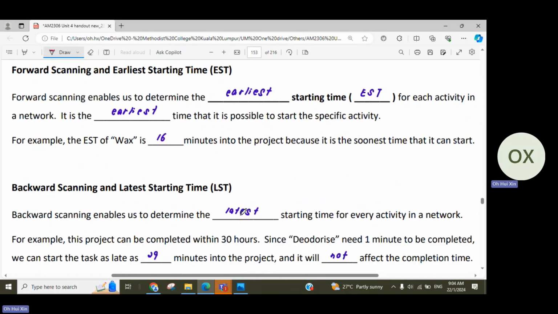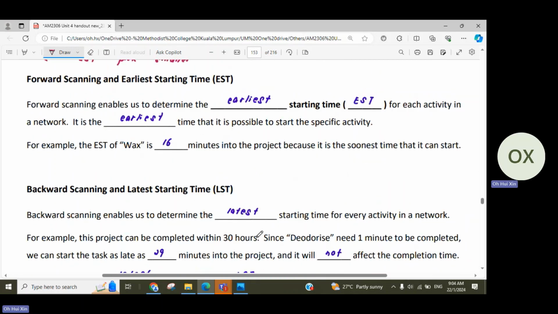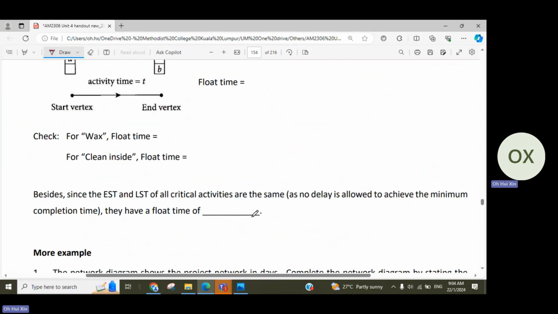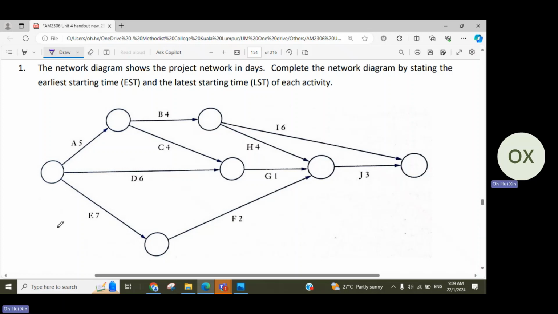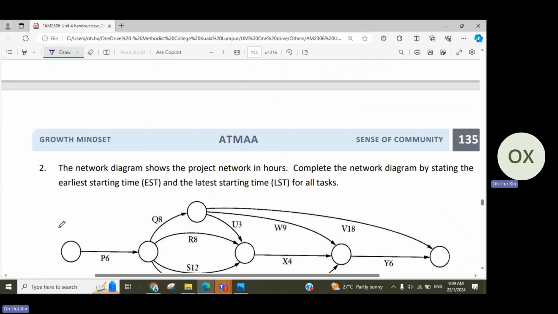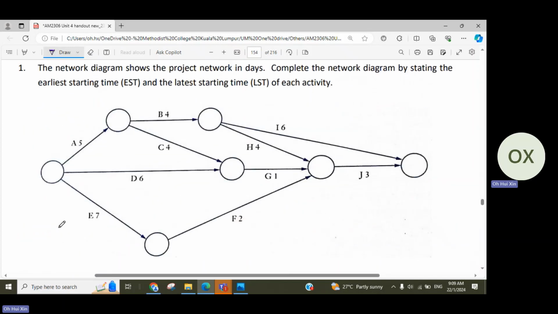So for now, instead of moving straight to float time and slack time, we'll do an example first so that you are able to understand EST and LST before we move on. Similarly for this question, we will do one example together. After that, you will need to pause your video and try the second example before we move on to discussion. This is exactly the same diagram as we had previously, but now we are going to practice finding the EST and LST for each activity. We have the same thing: at the starting point, we put 0.